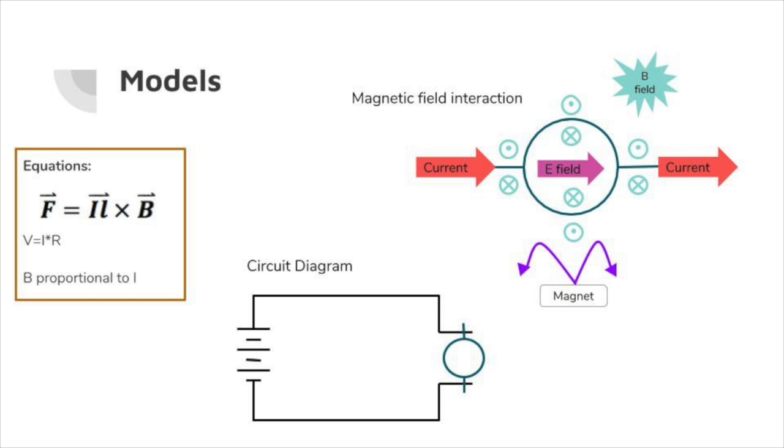This slide shows a variety of ways of modeling our experiment. First, we have the equations that we used. We know that force is equal to the cross product between the current vector and the B field vector, which is the magnetic field. We also know that voltage is equal to the current times the resistance. Using this, we know that the overall magnetic field is proportional to the current.